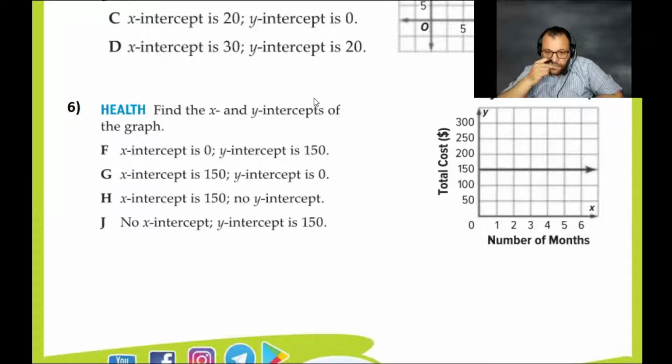The x-intercept, I asked more than one time the meaning. The line, it connects with the x-axis. Just one minute, x-axis. You know why I'm asking more than one time?